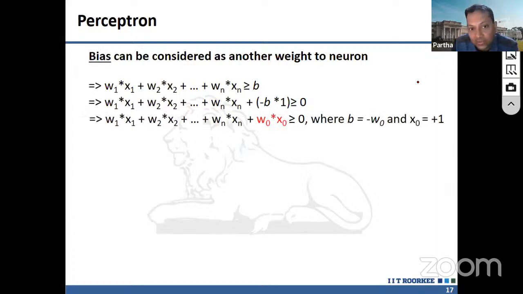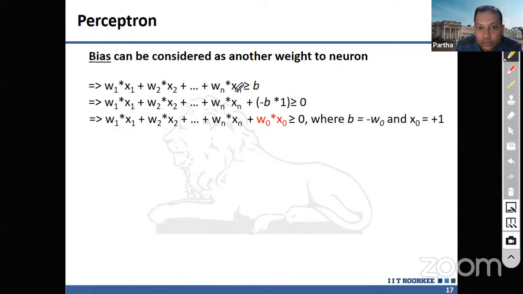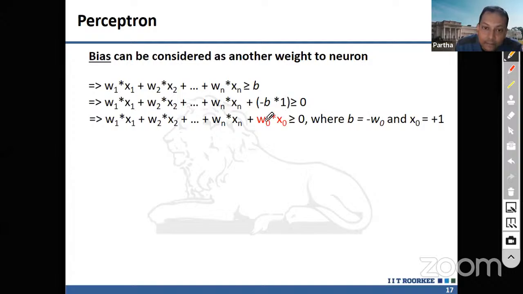So bias can be considered as another way to neuron. For example, if I have w1 x1 plus w2 x2 greater than or equal to b, and then it is positive, what I did is I wanted to make the right side 0. So for the right side to be 0, I have written minus b into 1. So minus b greater than or equal to 0, and this equation I can write using a simple formula: minus b into 1, where minus b I'm considering as a weight and the other input is 1.